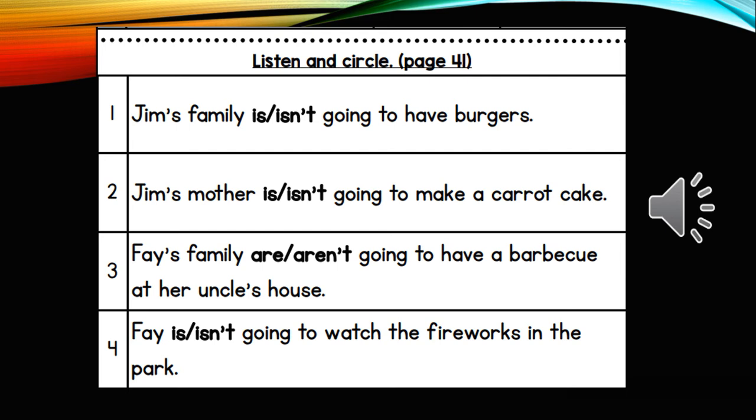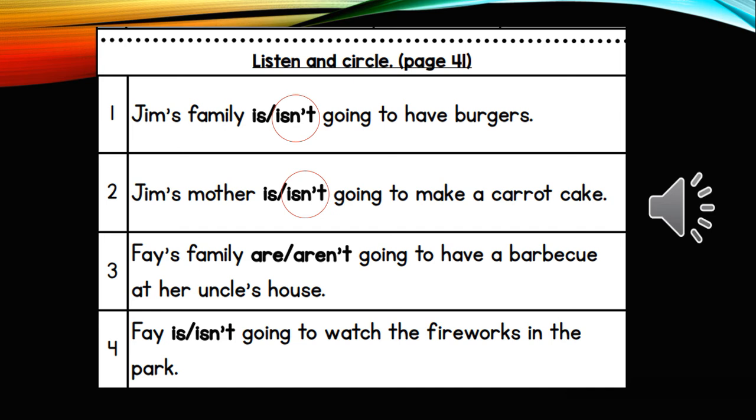Alright everyone, now let's check the answers together. The first one, Jim's family is or isn't going to have burgers. The answer is isn't. Next one, number 2. Jim's mother is or isn't going to make a carrot cake. The answer is isn't, because it is Jim's grandmother, not Jim's mother.